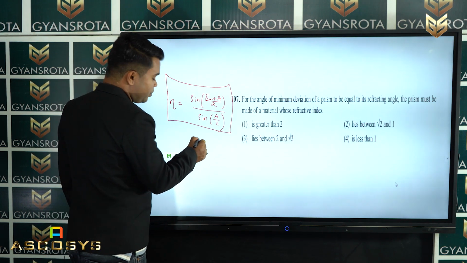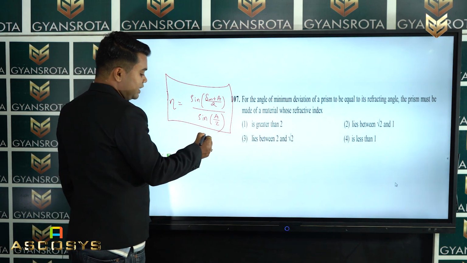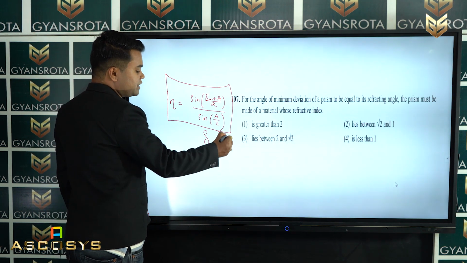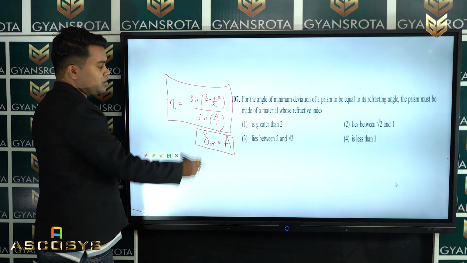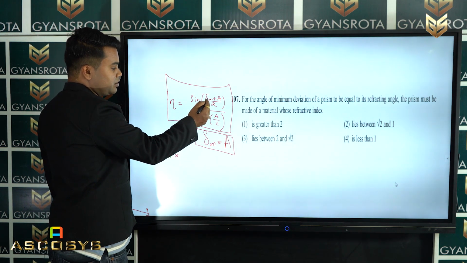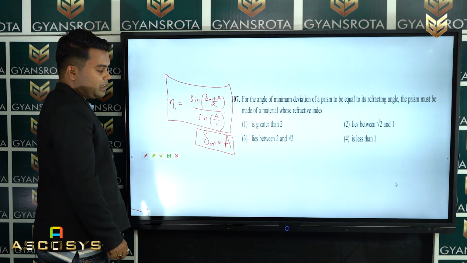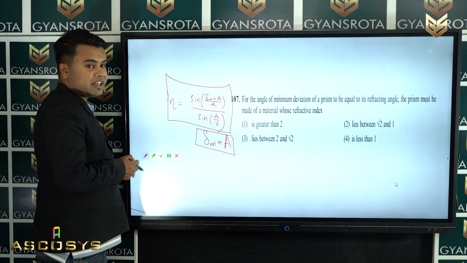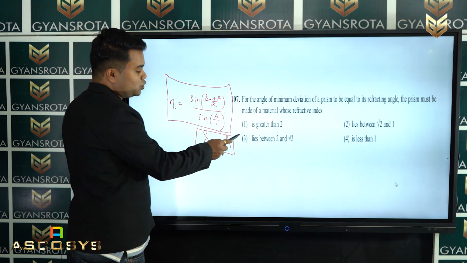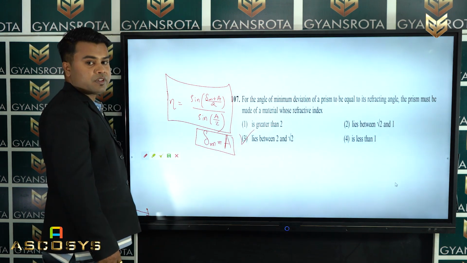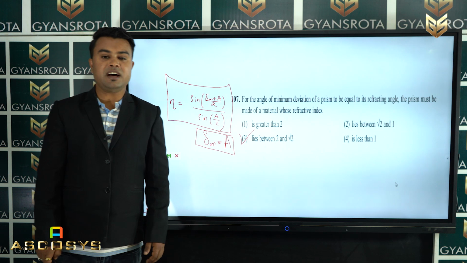And remember, the question says that the minimum angle of deviation is equal to the refracting angle of the prism. This is also given to you. So just put this here in place of delta m, that is, A in place of delta m, and calculate the value of the refractive index. You will see that the refractive index value lies between 2 and root 2. Please use this formula and find the answer.